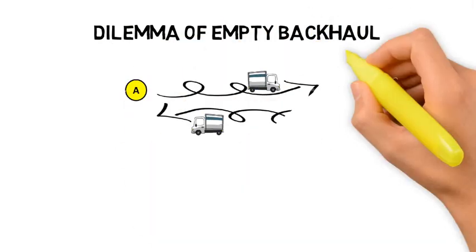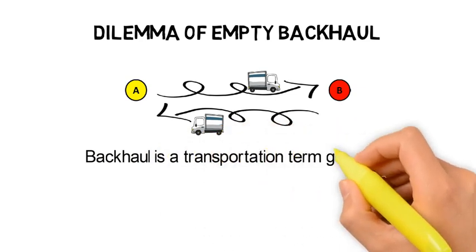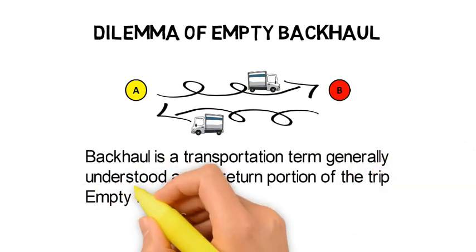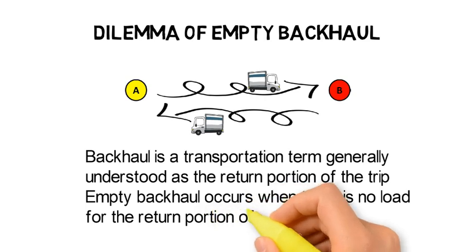One of the issues faced in the deployment of assets is the dilemma of the empty backhaul. For example, when a truck makes a trip from A to B, the return trip back to A is termed as the backhaul. An empty backhaul occurs when there is no load for the return portion of the trip. Why is this a problem?